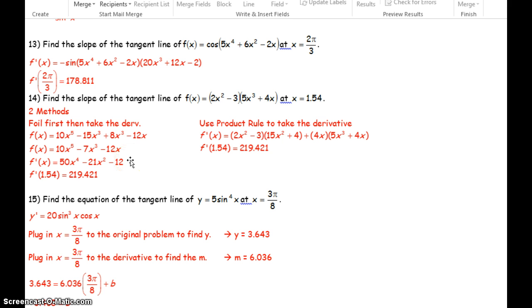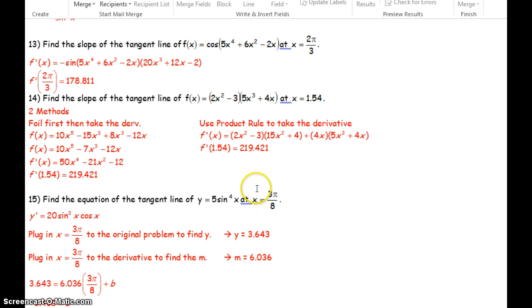All right, last one here, number 15. Find the equation of the tangent line of y equals 5 times sine to the 4th of x at x equals 3 pi over 8. So remember, equation, you should think of y equals mx plus b. So we need to take the 3 pi over 8, and we need to plug that into the original problem. That's going to give you your y value. So we can take 3 pi over 8, plug it in, you get the 3.643.